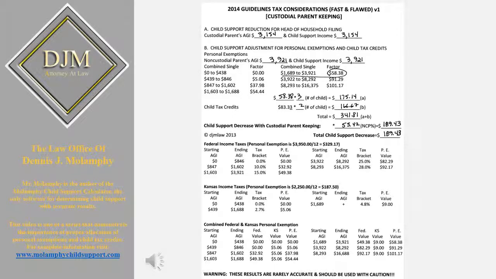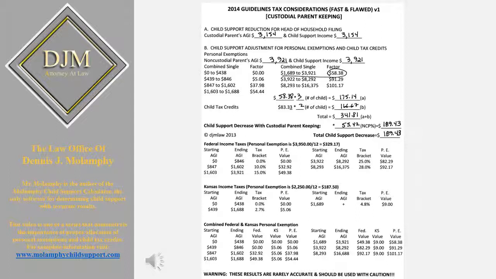The guidelines and the Bradley model use the same formula to determine the decrease in child support when the custodial parent keeps the personal exemptions. The Bradley model also multiplies the non-custodial parents' federal and Kansas personal exemptions and full child tax credit by the custodial parent's child support income ratio to the combined child support income to determine the increase in child support when the custodial parent transfers the personal credits.